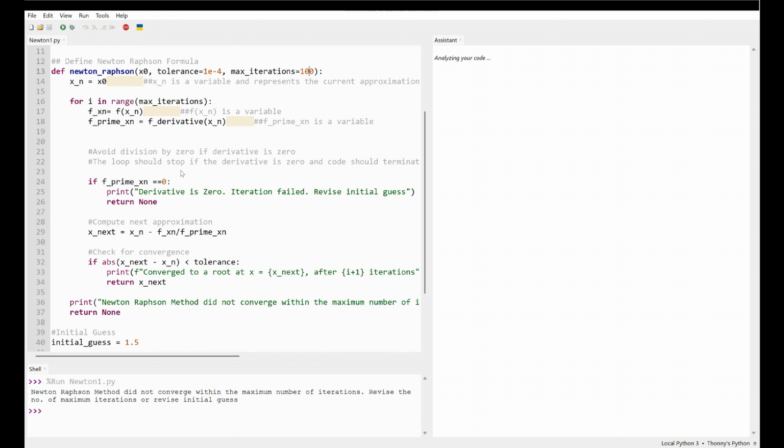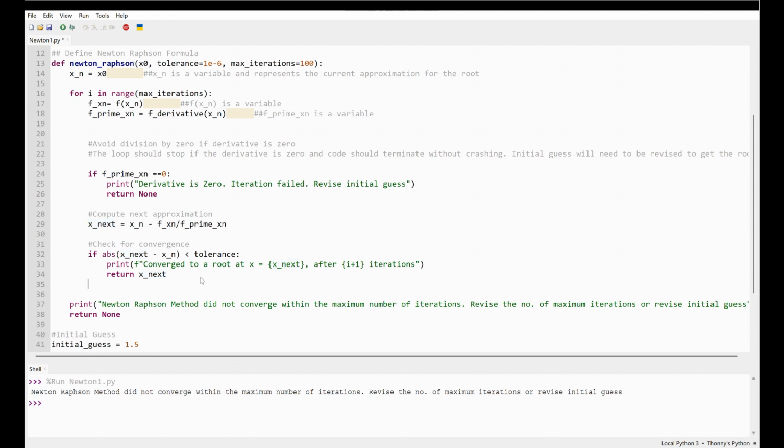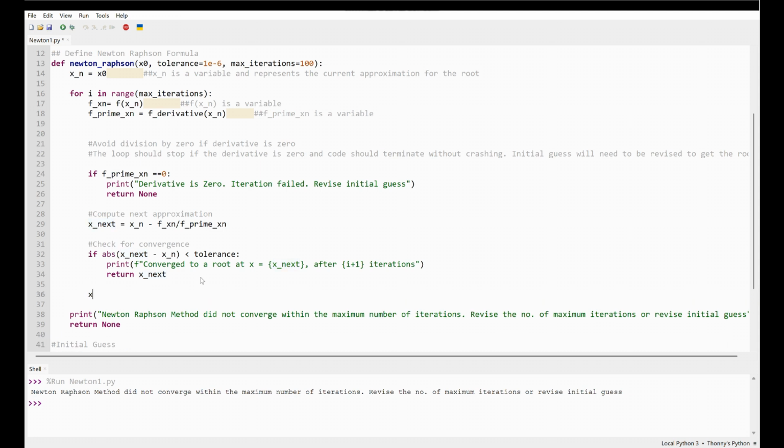Let's change number of iterations. Let's increase it to 100. See what happens. Let's increase tolerance to 10 to the power minus 6. Let's see what happens. Same message. Something is not right in our code. Over here, how would the code know what to give as an answer? So we need to define, we need to write x underscore n is equal to x underscore next. So x underscore next is the answer. So we were missing that. So this will be the root, basically x underscore next.